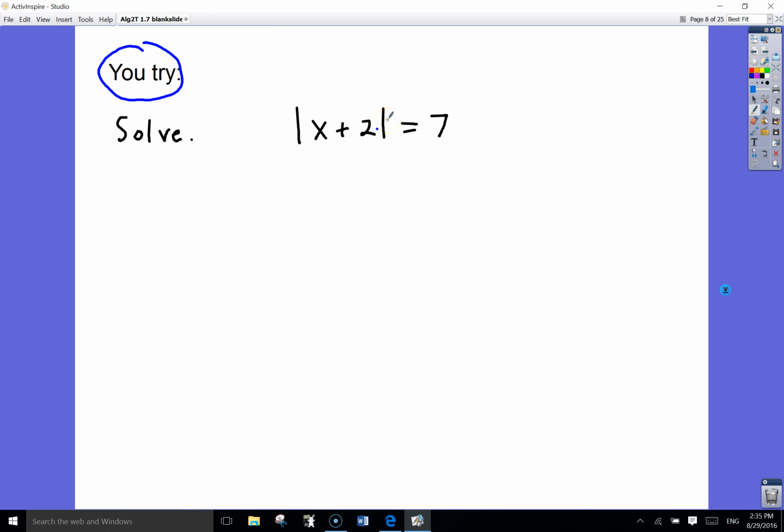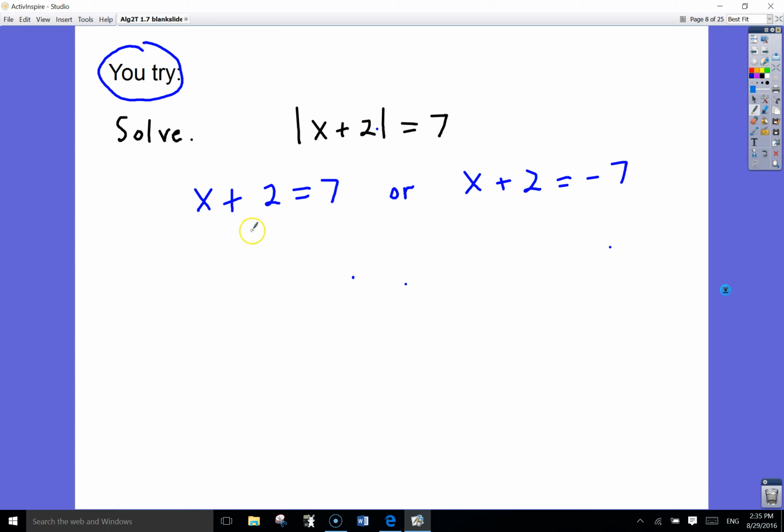Isolation was already done. I'm going to write two equations. Either x plus 2 equals 7 or x plus 2 equals negative 7. Those are the two equations. We broke it down. Neither one of those has absolute value symbols. If you write absolute value symbols there, you're wrong. Okay? You're wrong. Don't put them in there. You're going to lose serious points.